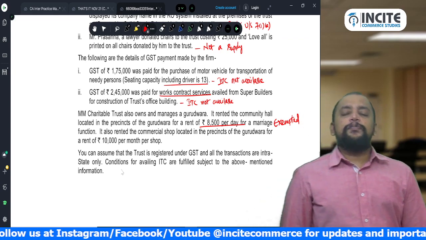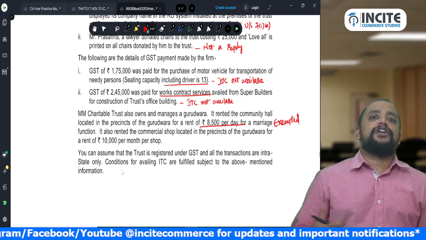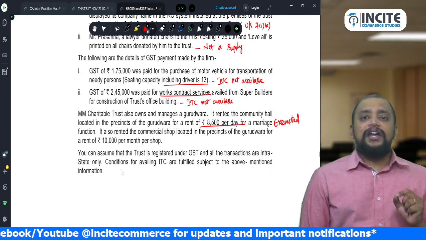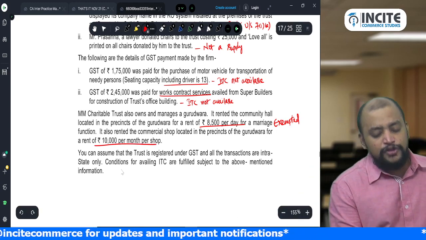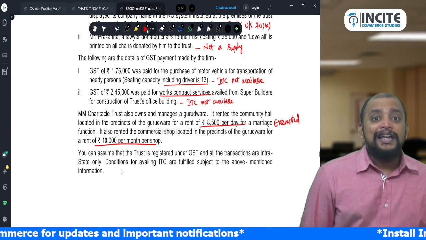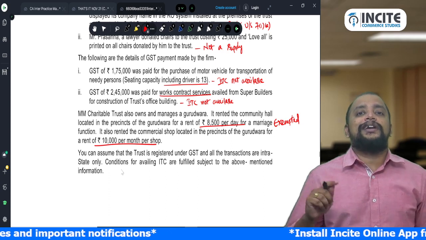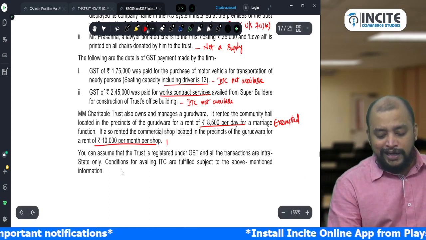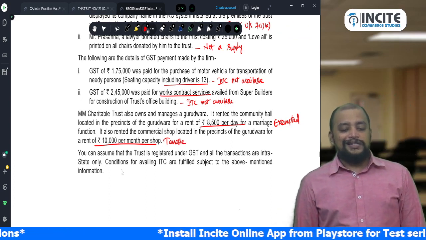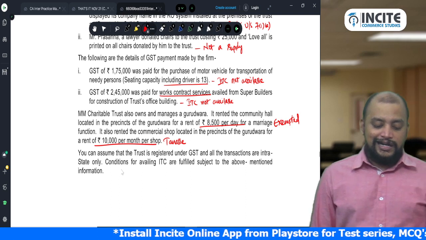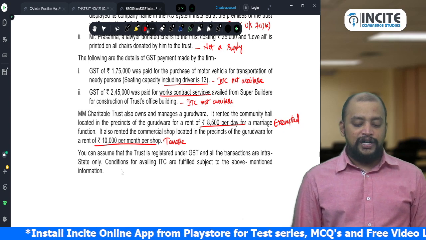Whereas if the premises of the religious place, precincts of the religious place, is given on rent for shops, and if the rent is less than 10,000 per month, it is exempted. Here how much is it? 10,000 per month, it will be taxable. Why? Less than 10,000 is only exempted. Here it is only 10,000. So equal to or greater than 10,000 per month will be taxable. You can assume that the trust is registered under GST and all the transactions are intrastate only. Conditions for availing ITC are fulfilled subject to above mentioned information.